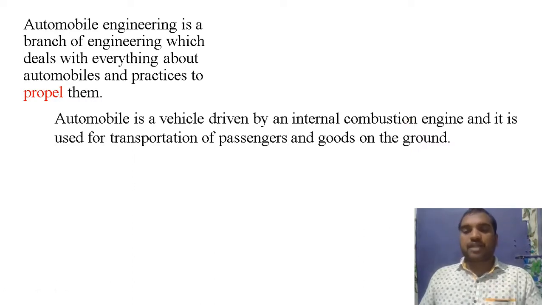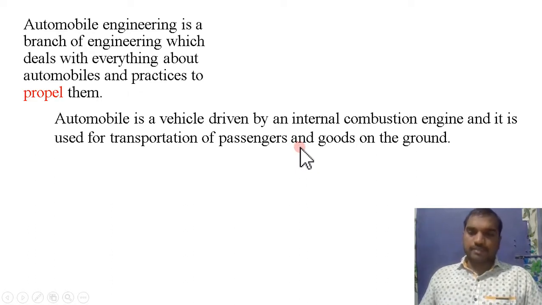So what is the function? What is the purpose? The purpose of the automobile is to transport the passengers and goods on the ground. Automobile means a vehicle which is driven by an internal combustion engine. The purpose of the automobile is to transport passengers and goods on the ground.